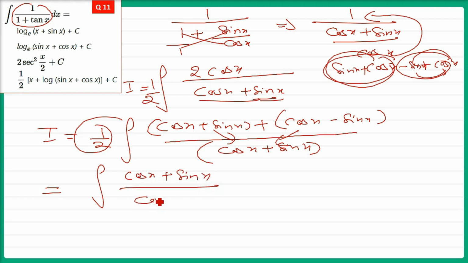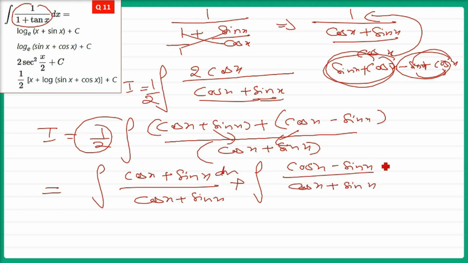So the first part will be cos x plus sin x divided by cos x plus sin x. The second part will be cos x minus sin x divided by cos x plus sin x, and dx is always there. Even if I skip dx, don't worry, because you know that dx is already there. Integration is with respect to something. So this gets cancelled, only 1 will come. So you are going to integrate dx only, which is only x, plus.